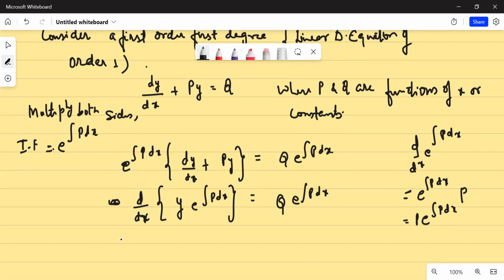This is what it would be. So if you just expand this term, I'm expanding this particular term here. So if I expand this, what will I get? First, differentiate this. Don't differentiate e power integral p dx.